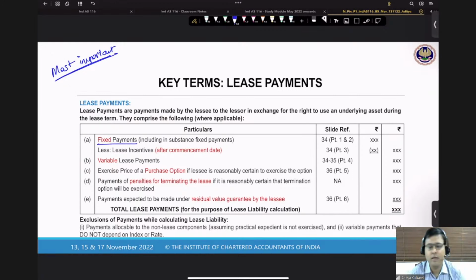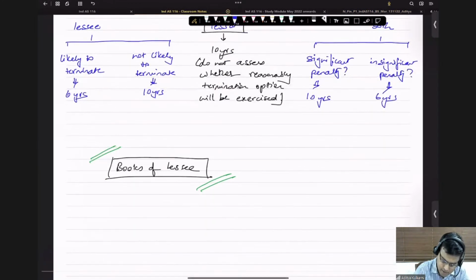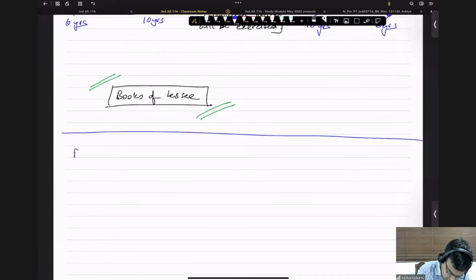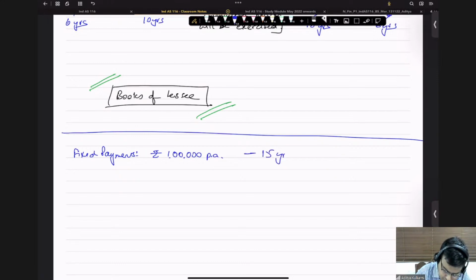Fixed payments. What do we mean by fixed payments, sir? Fixed payments means the payments which are specified in the lease contract. Well, you have the contract which says that this factory, you can take it on lease, you can take it on rent, provided you pay a lease rental of rupees 1 lakh per annum for the next 15 years. So this becomes your fixed payment.